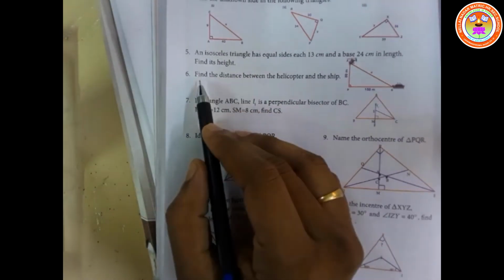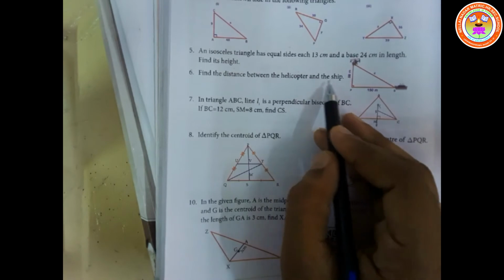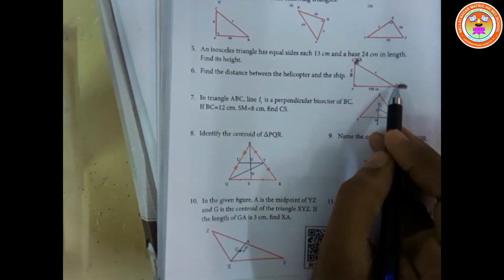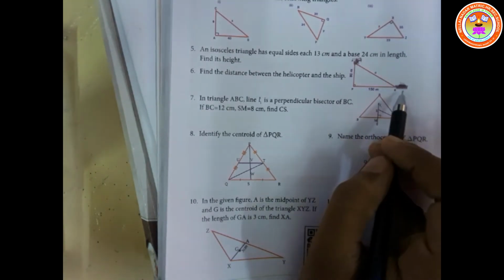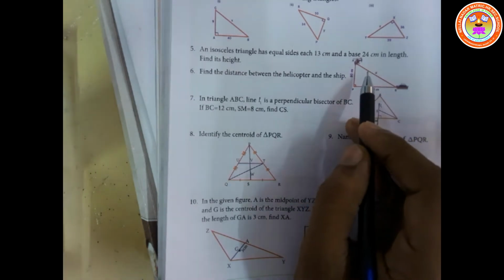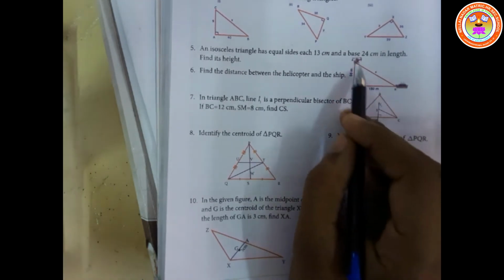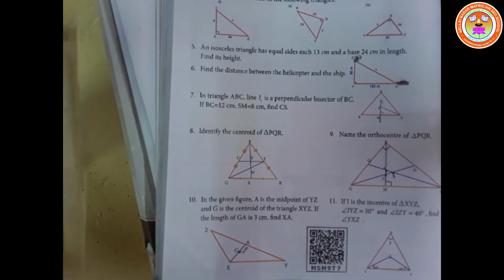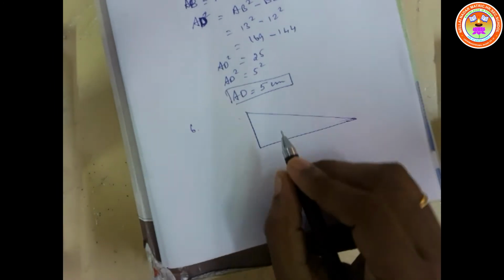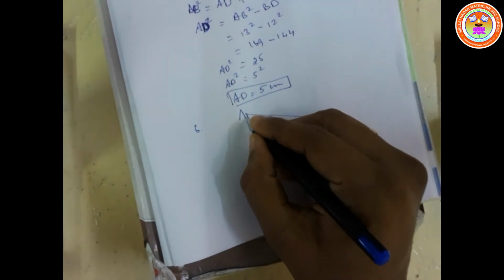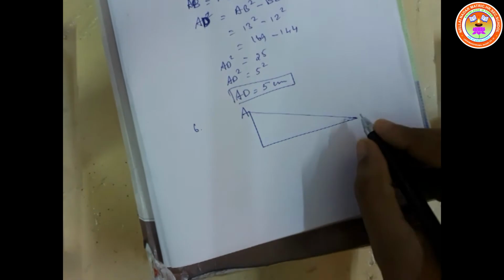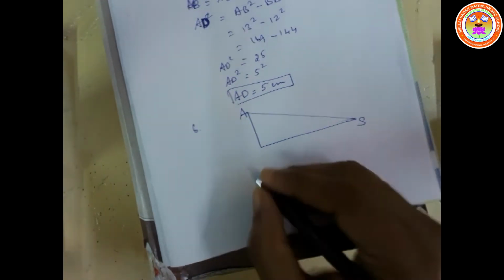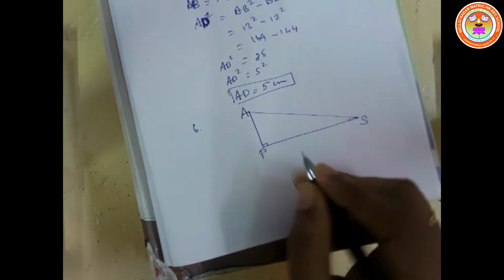Okay children, now we will move on to the next question. The 6th question: find the distance between the helicopter and the ship. The diagram is given. This is D. This one is the hypotenuse. We are going to find the length of the hypotenuse only. So I am going to draw a right angle triangle. Let A represent the helicopter and S represent the ship. Mark this point as P.